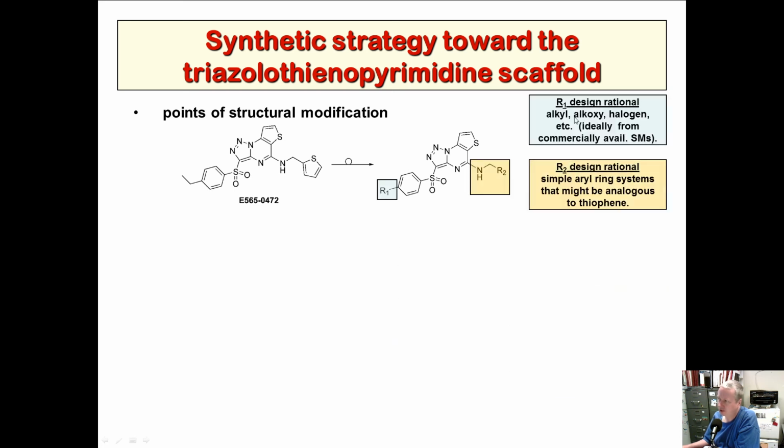So at the R1 position, we're thinking about different alkyl groups, alkoxy, halogens from commercially available starting materials. On the R2 position, we thought about other little ring systems or things that look kind of like thiophene maybe, and maybe a substituted thiophene. So we did all sorts of variations like that.